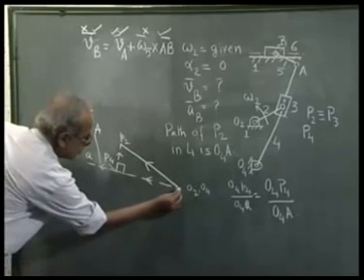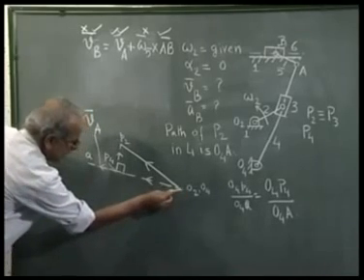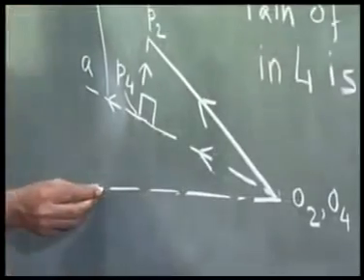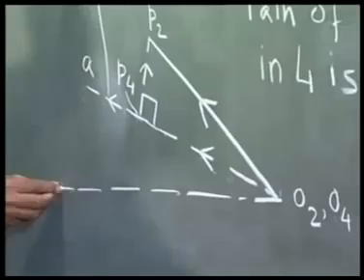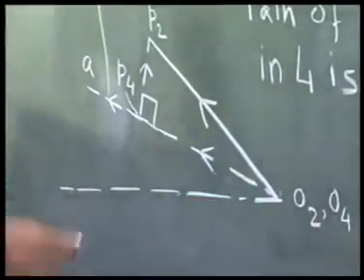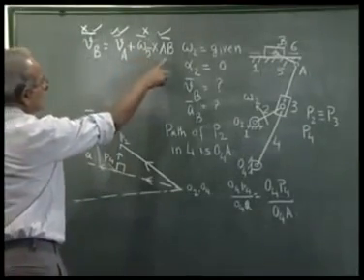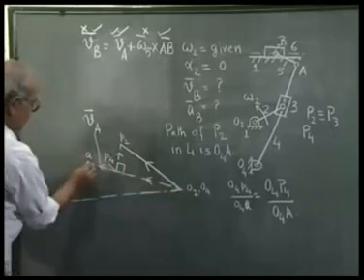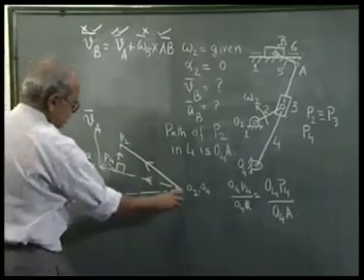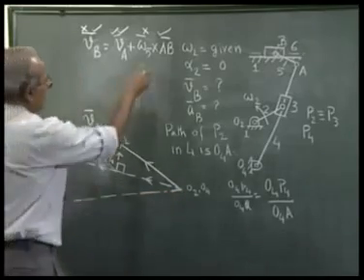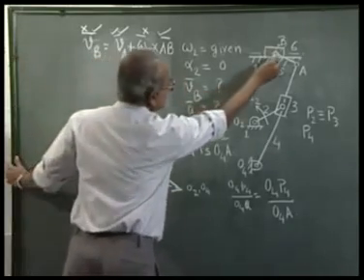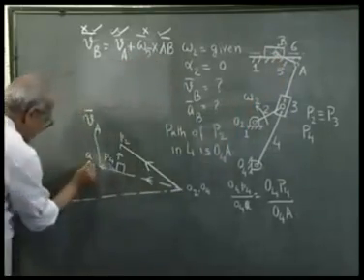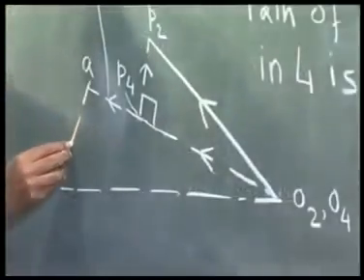For Vb, because it is horizontal, I draw a line which is horizontal through the point o2, or the pole of the velocity diagram. And this vector, this is Va, we have already got o4 a. Vb must be horizontal, so I draw a horizontal line. And omega 5 cross AB is perpendicular to AB, that is in this direction. So through a, I draw a line perpendicular to AB.